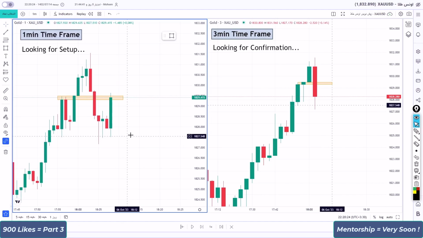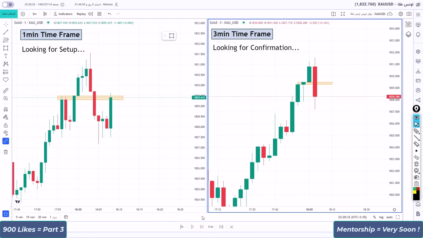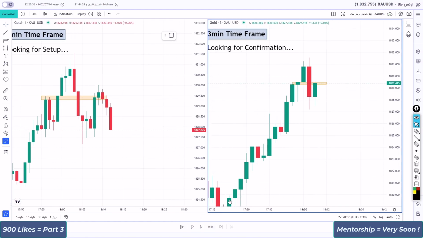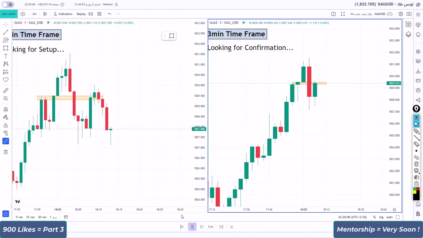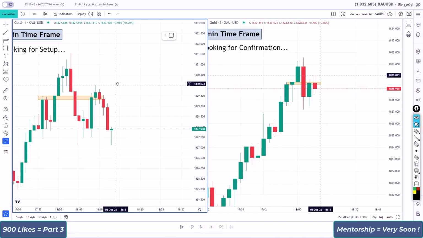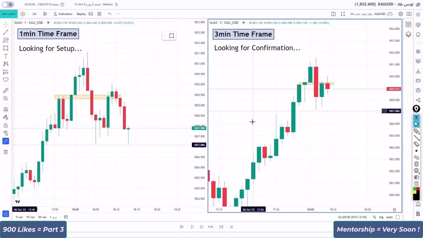Okay. Now look at this engulfing pattern. I will play this one by one. Okay. Now look at that. Okay, you see that? This is why we're taking a confirmation for our setup. Okay. Now you have an idea why is that.